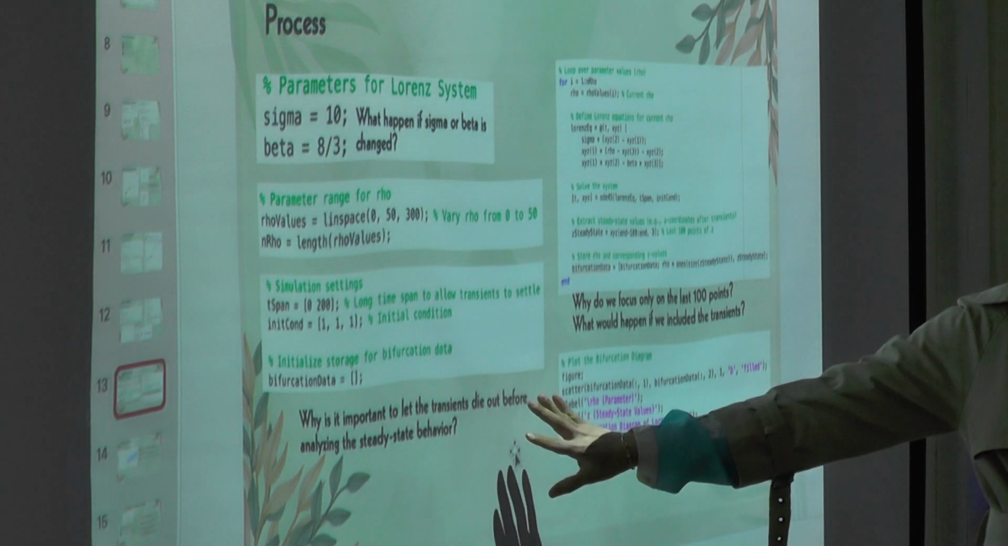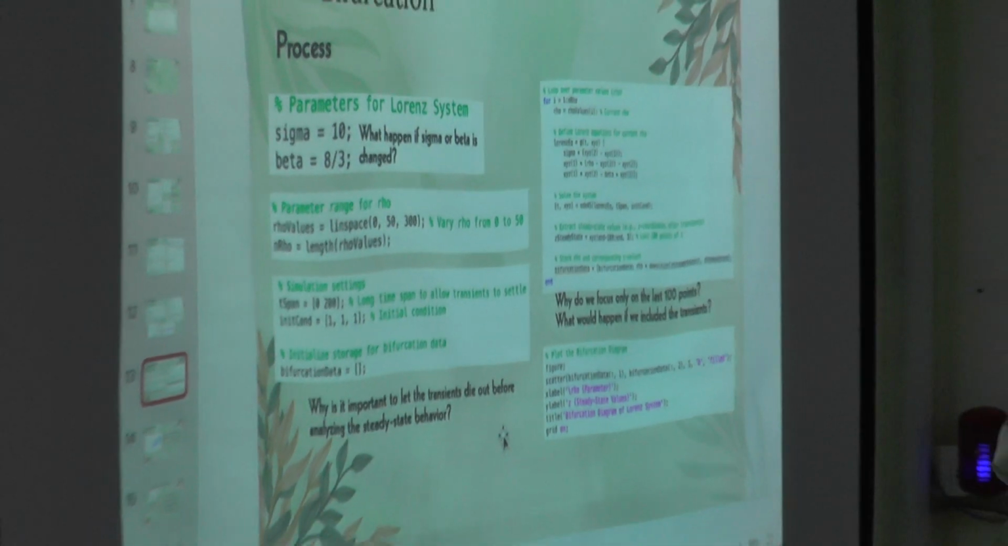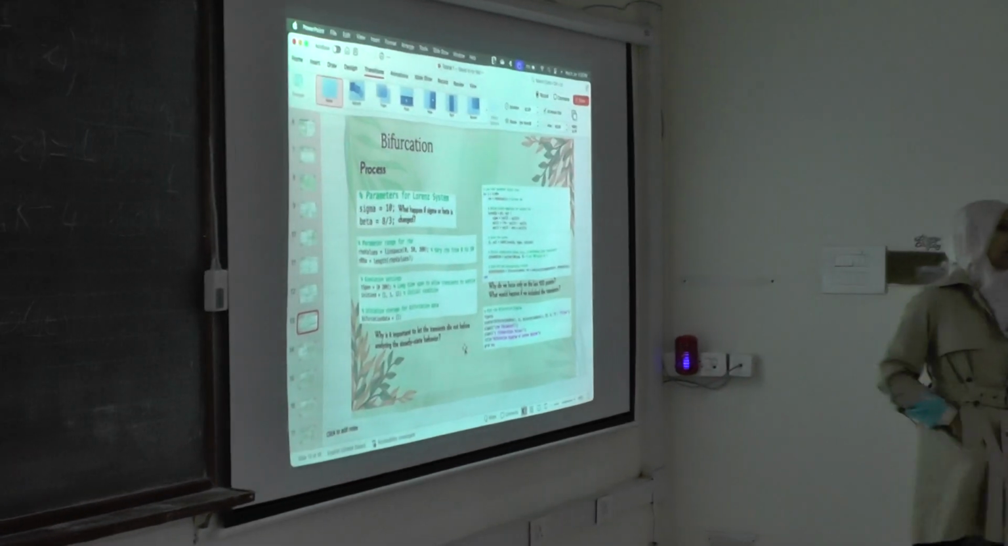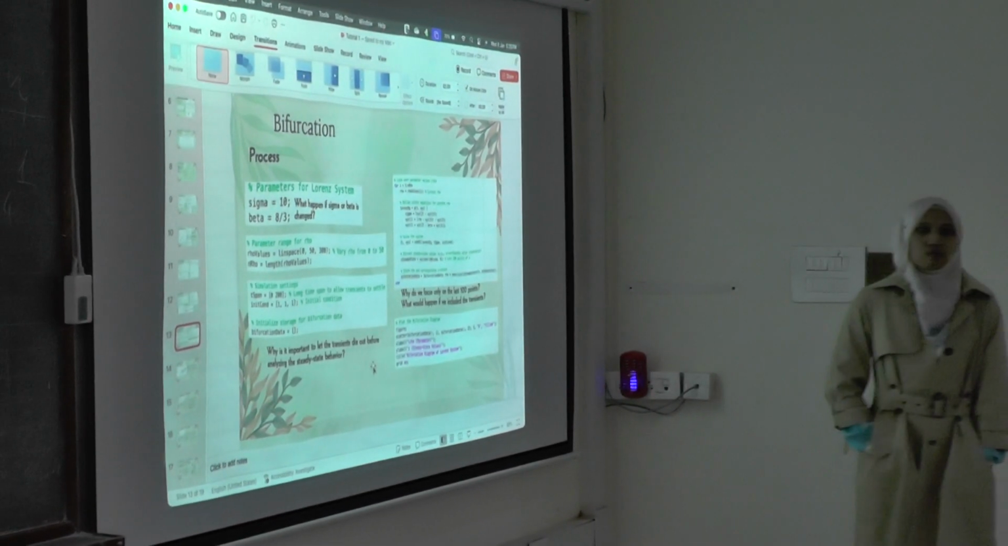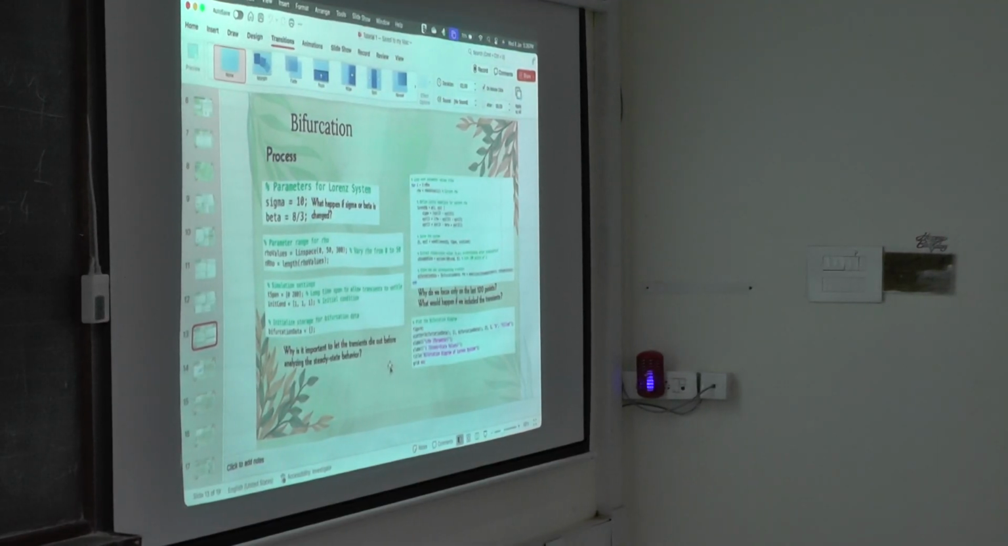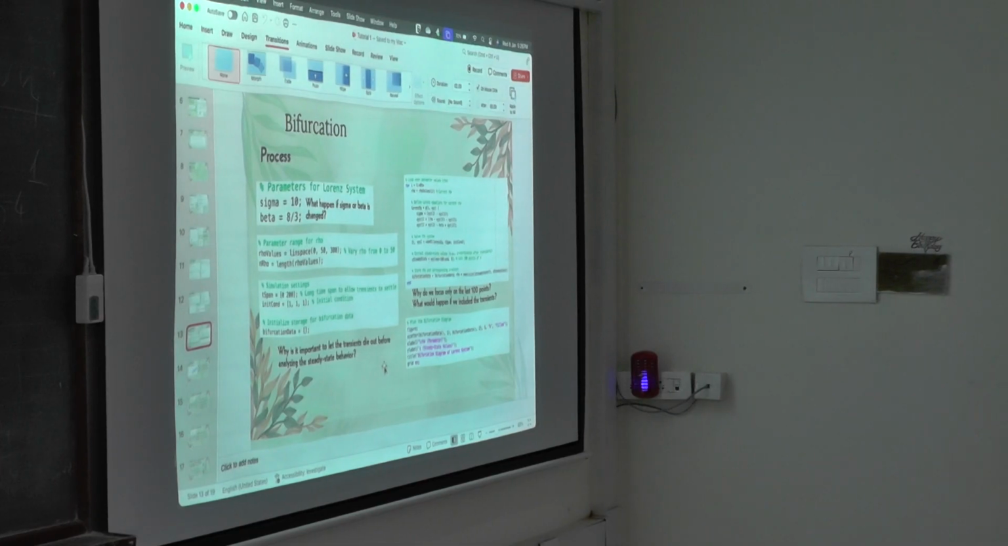Actually, sometimes, for example in Rossler, we need to remove the first 200 early transient because we want to analyze... because it just represents the temporary dynamics, so it didn't reflect the behavior. That's why we remove that part.